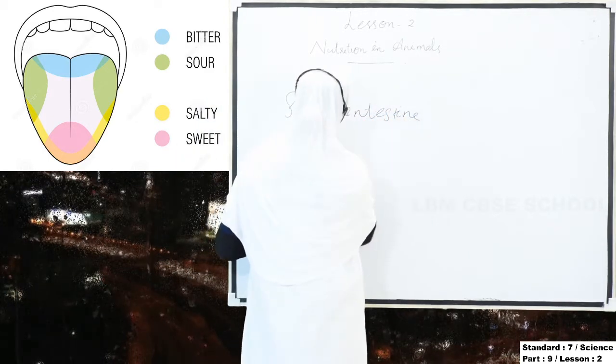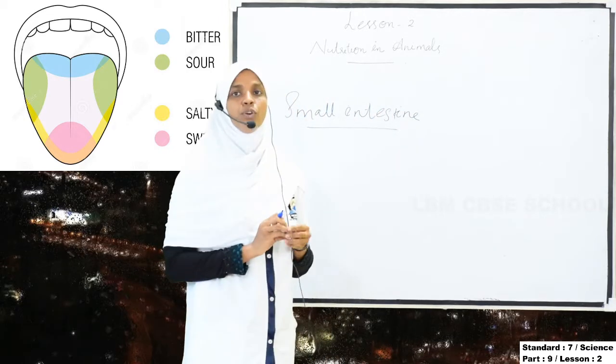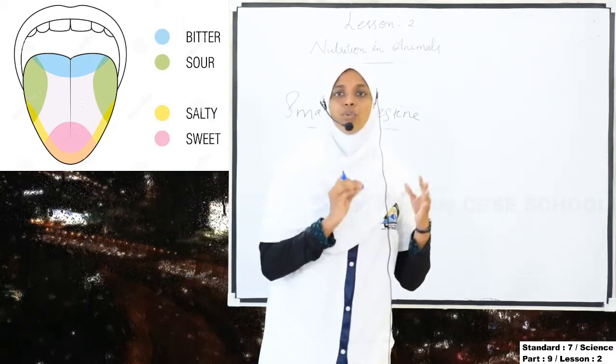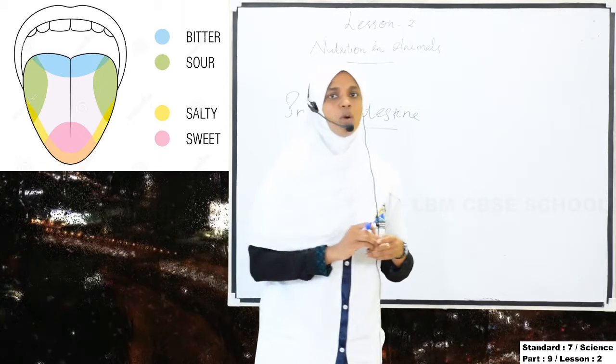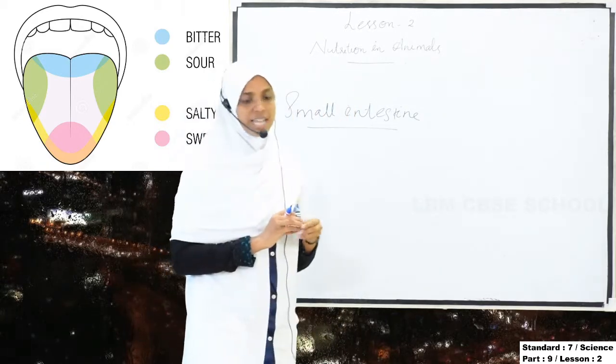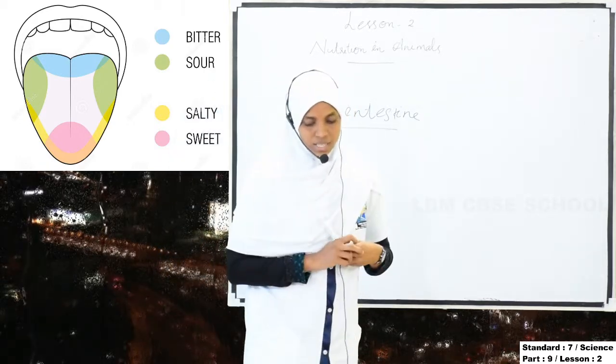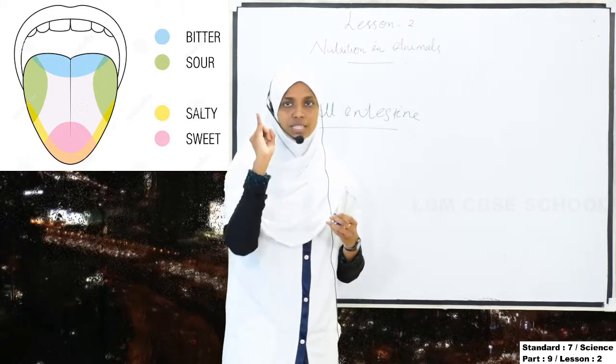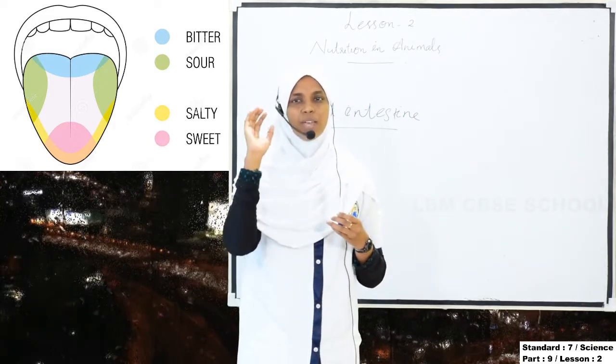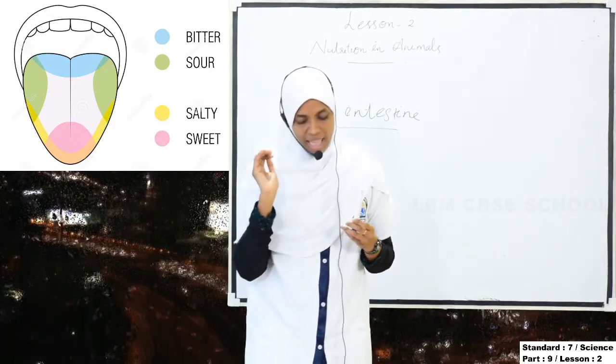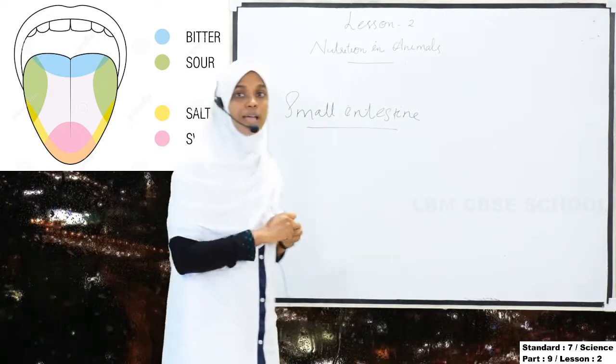Okay, so from the stomach the food reaches to where? The food reaches the small intestine. So now we are going to discuss the specialities of the small intestine. The first point is that the small intestine is very highly coiled, and it is about 7.5 meters long.